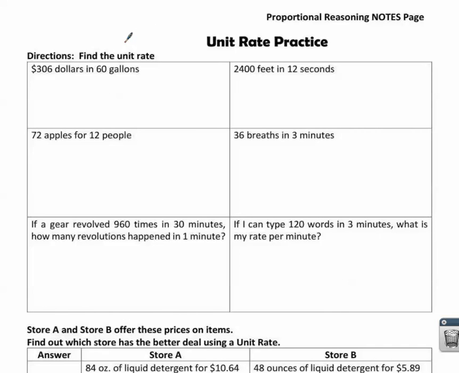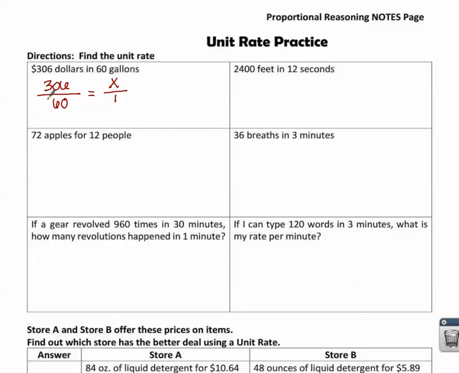Today we're going to talk about unit rate. Remember, when you set up unit rate, you want to set up a proportion dealing with, in this example, $306 in 60 gallons. $306, the money, goes in the numerator, and that's for 60 gallons. You want to find out how much money you're spending for 1 gallon.